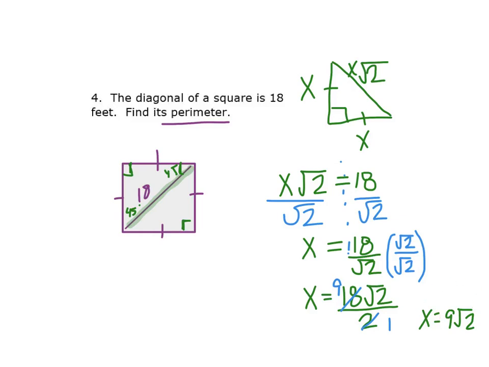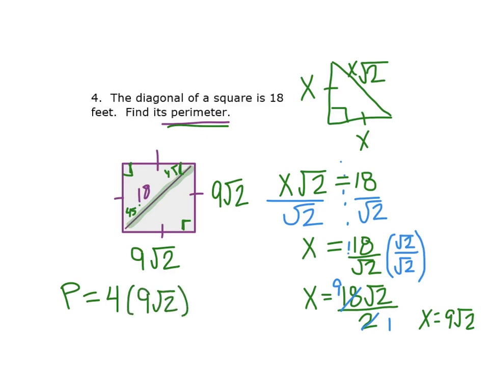So coming back over to the picture, the side of the square is 9 square root of 2. Because we're looking for the perimeter, we're going to take 4, because the square has 4 sides, times the 9 square root of 2. The 4 and the 9, when multiplied together, come out to 36, and we leave that square root of 2. So we have a perimeter of 36 square root of 2 feet.